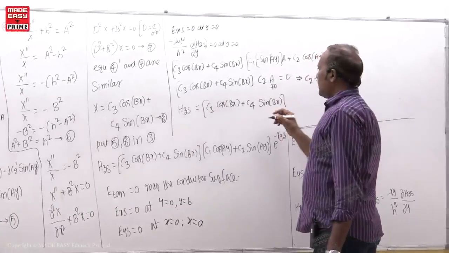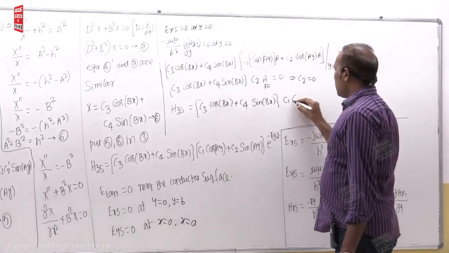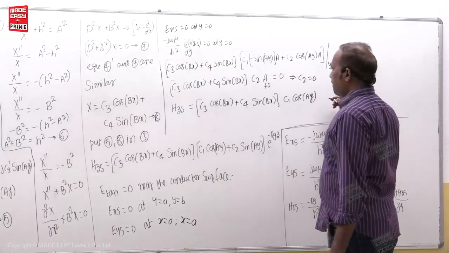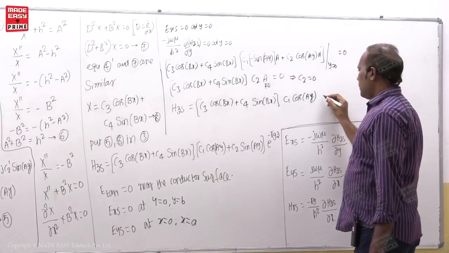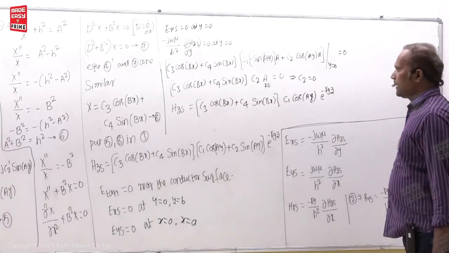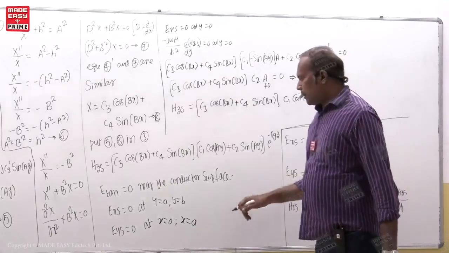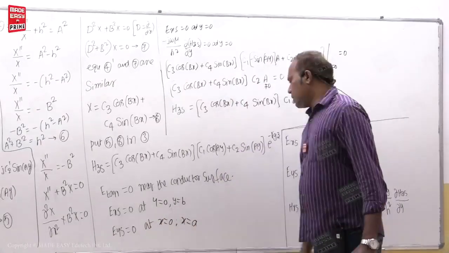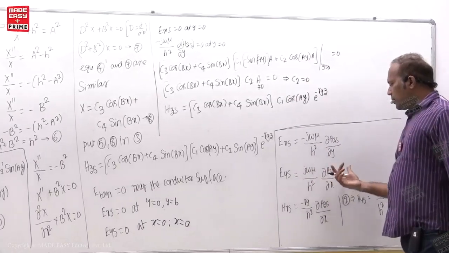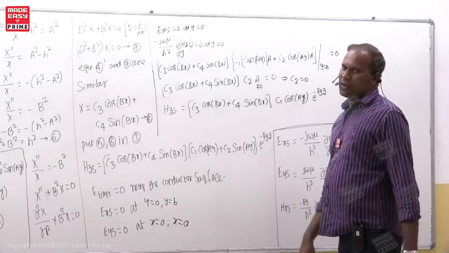And C2 is 0 you have put, then C1 into cos of ay into e power minus gamma g into z. Similarly, here EYS is 0 at x equal to 0. That means EYS, it means this one. So this is equal to 0 at x is equal to 0. From that we will conclude C4 also 0.